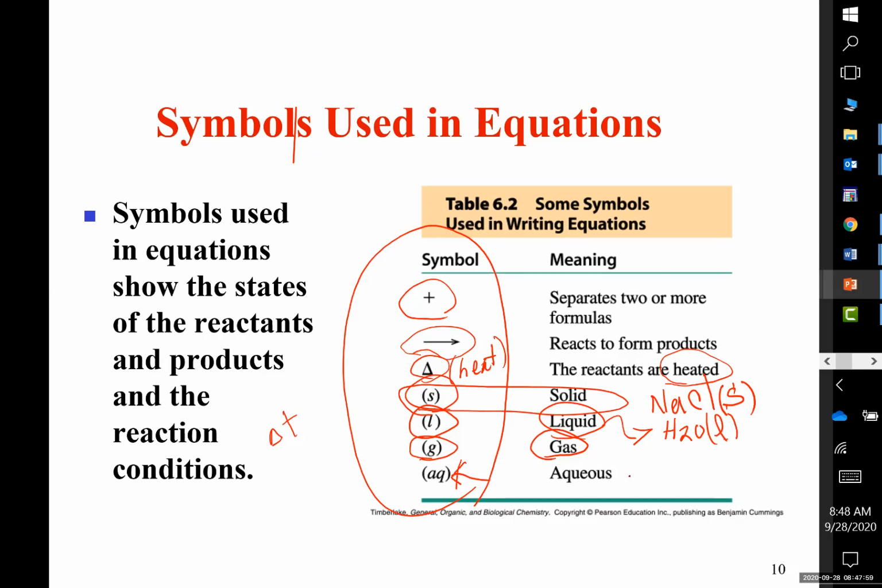If you're using ice, then you write H2O S. And if you are using oxygen, you write gaseous oxygen because at room temperature it is gas. And if you are using salt water, that means salt water. If you use salt water, that means you dissolve.